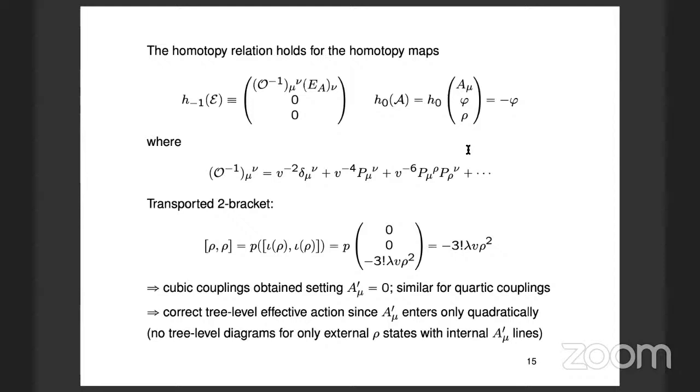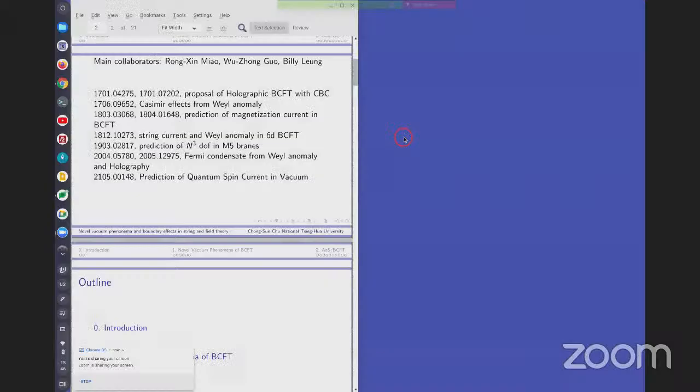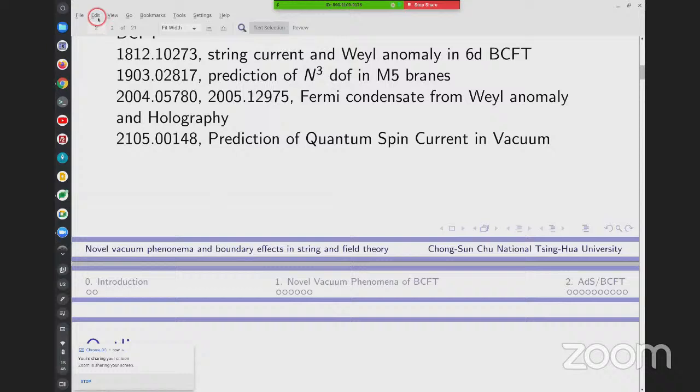Okay. Great. Well, then let's thank Olaf again. Thanks a lot, Olaf. We have Chong-Sun Chu next. Can you hear me? Yes, we can hear you very well. You have to allow me to share screen. Okay. I think you should now be able to. Can you see my screen now? Yep. Okay.